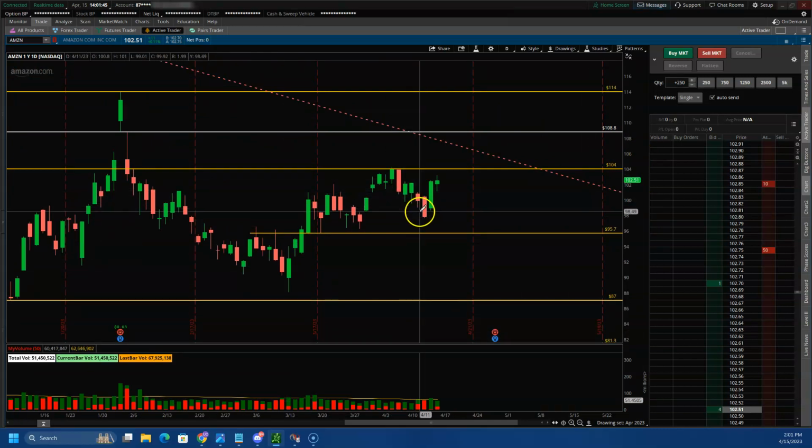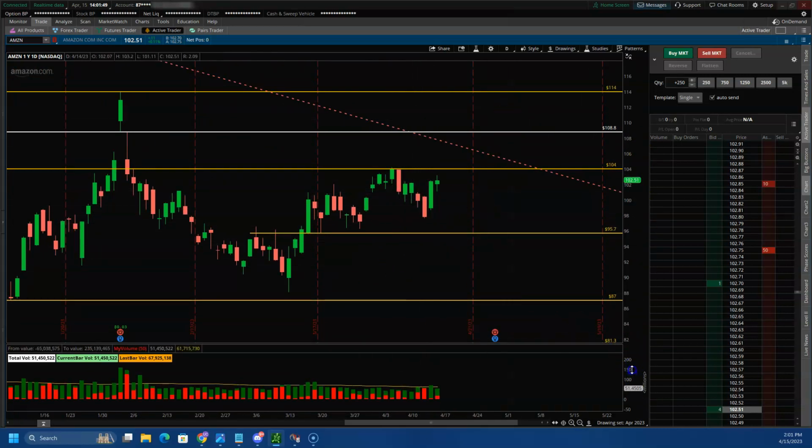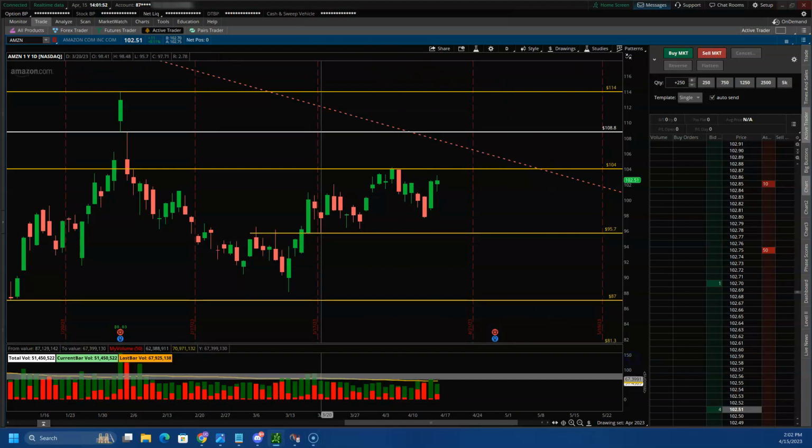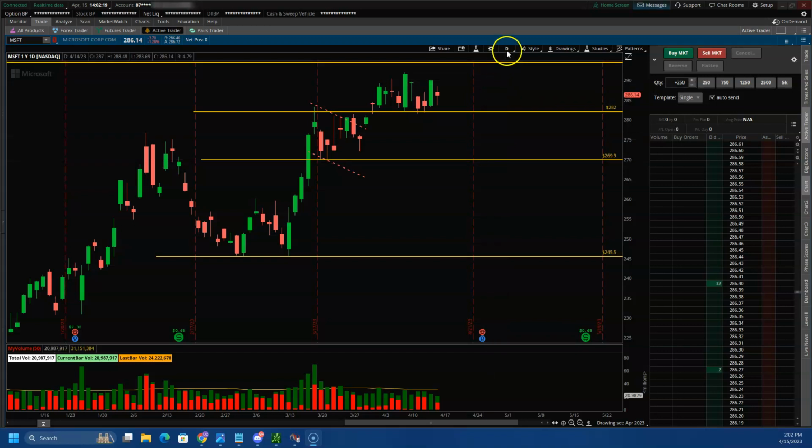Any downside move we see, we don't really get any follow through. Buy volume has been better than the sell volume, so that's not bad. Looks good. As long as 98 is holding, 95.7 is holding, it's better to buy on the dips. All right. Next is Microsoft.